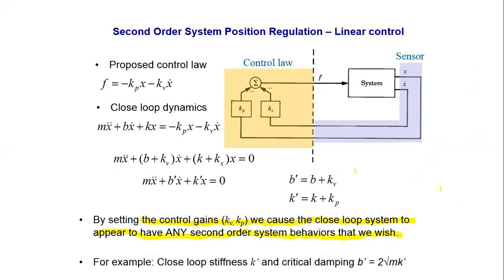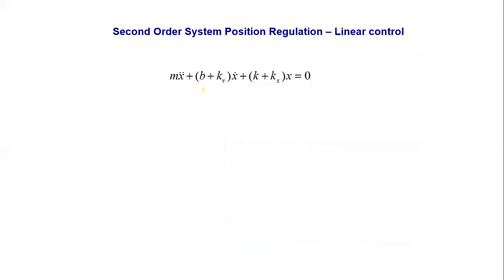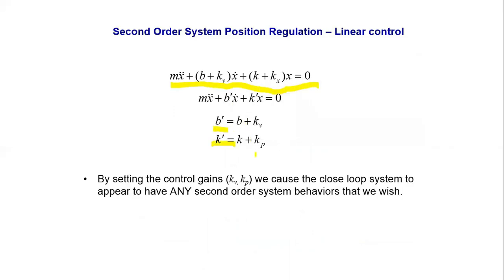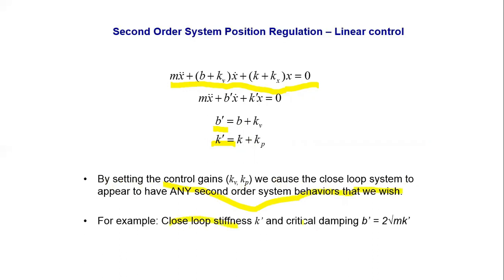For example, for closed loop stiffness k dash, you can achieve critical damping, b dash equal to 2 root m k dash, and if you apply, corresponding to this closed loop stiffness k dash, a critical damping b dash equal to 2 root m k dash, then your system will behave like a critically damped system. So the new system, after applying position regulation control, follows this equation of motion, and we know that the b dash and k dash expressions are like this. So by setting the control gains, we cause the closed loop system to appear to have any second order system behavior that we wish. For example, this I have already covered.